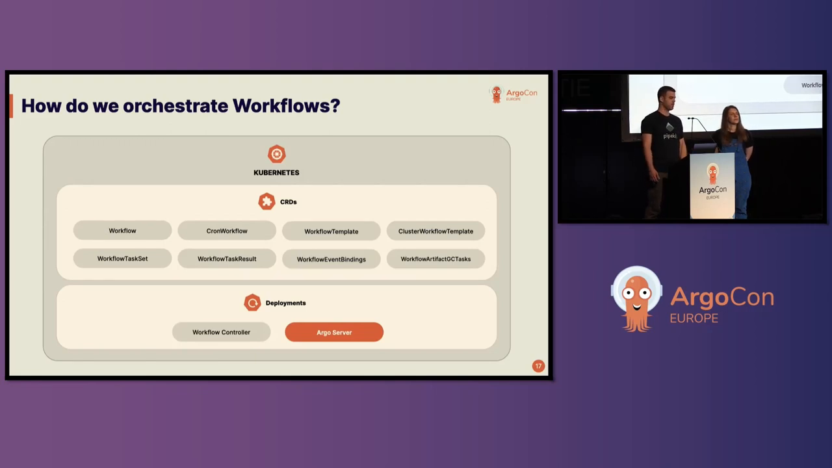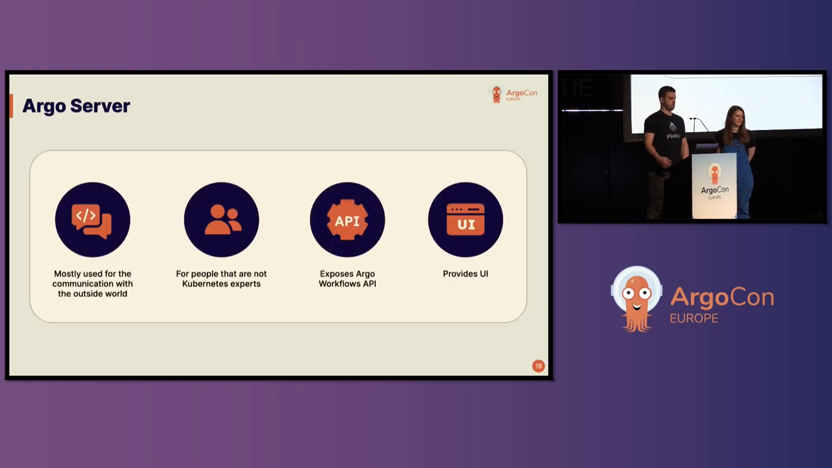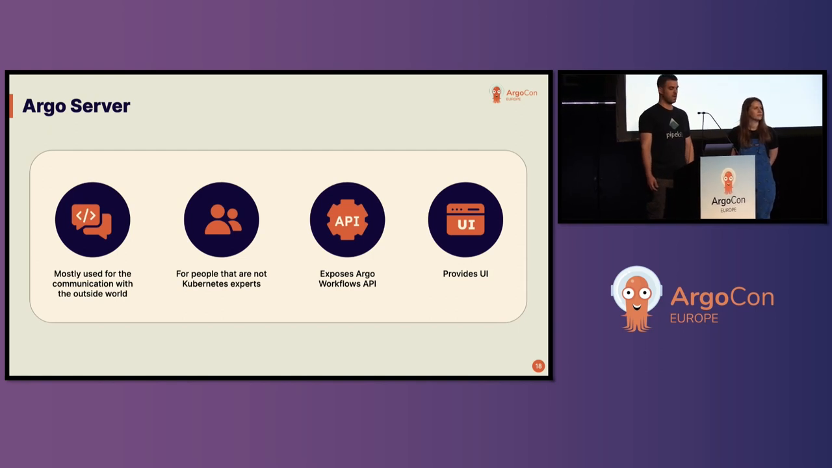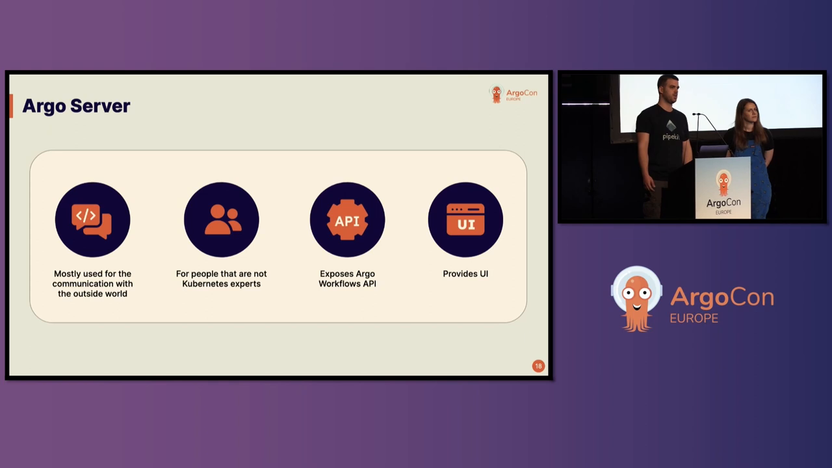You can interact with Workflow Controller using kubectl, but Argo Workflows has another solution to make your life a little bit easier, and this component is Argo Server. Argo Server is mostly used for communication with the outside world, and it's usually used by users that are not that familiar with Kubernetes. There are some other functionalities that Argo provides and that we are going to mention later.